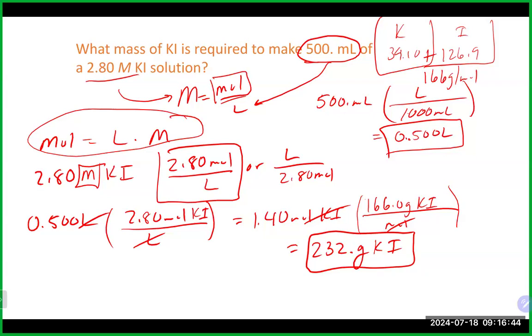So if you were to make the solution, you would take 232 grams of KI and measure it out. You would then dissolve it in enough water to end up with a total volume of 500 milliliters. And if you mix it up really good, you should have a solution that has a 2.8 molar concentration. Any questions on any of that part of the calculation there? So molarity again is a very common unit of concentration, and we will use it here shortly within stoichiometry as well.